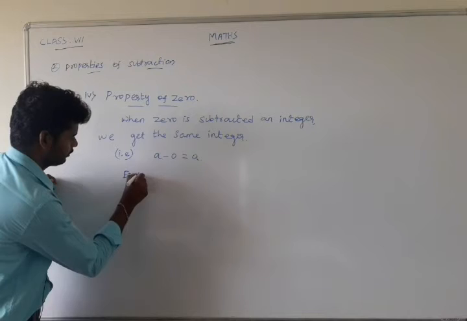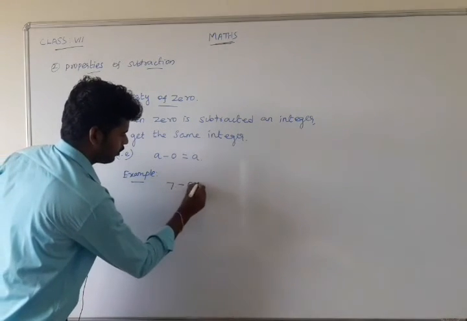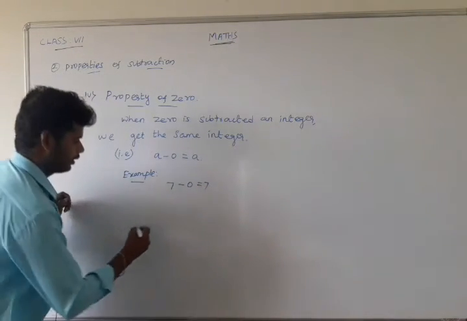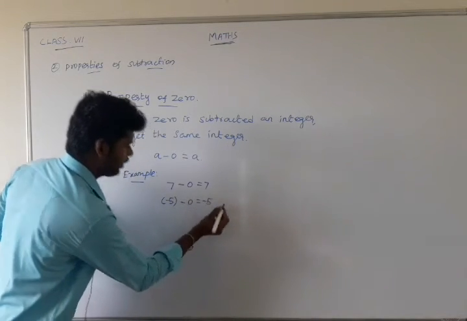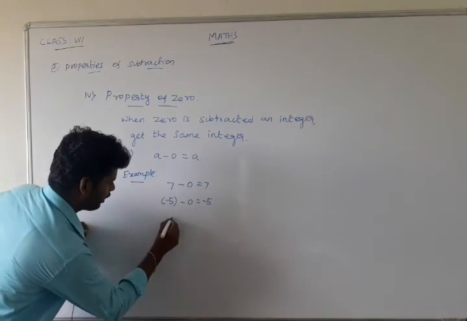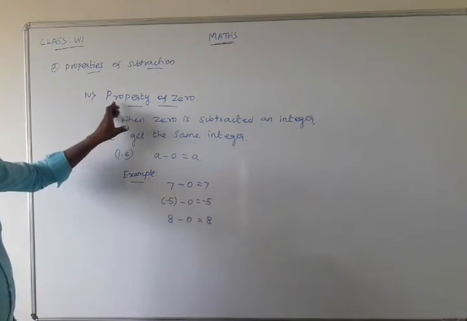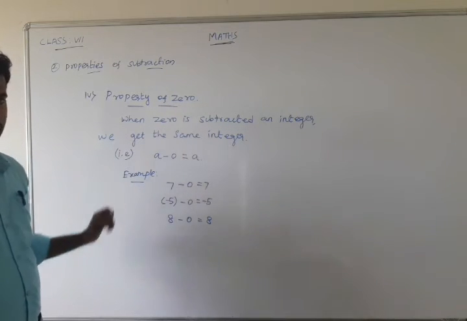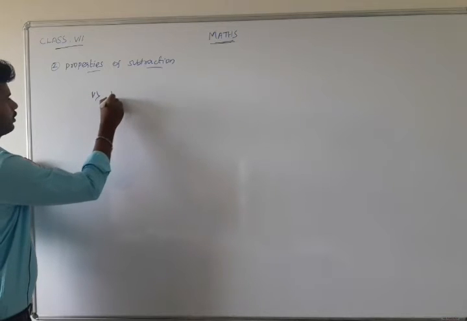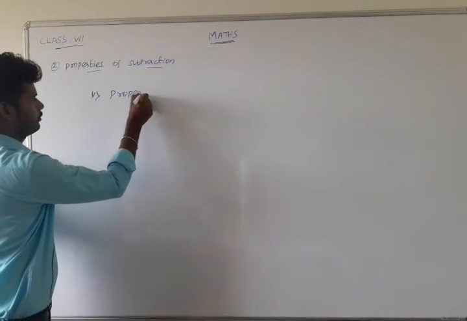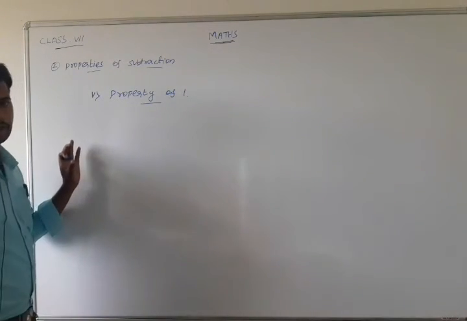Example: 7 minus 0 equal to 7 only. Minus 5 minus 0 equal to minus 5 only. 8 minus 0 equal to 8. This is for the property of 0. Next one, property of 1.